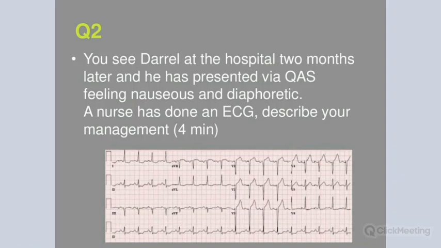So for his circulation, I'd like to get a current set of vital signs. So I'll check his blood pressure, his heart rate. I'll check his central cap refill. I would like to place 2 large IV cannulas. One of the other doctors who I've asked to come and assist me can assist with that.